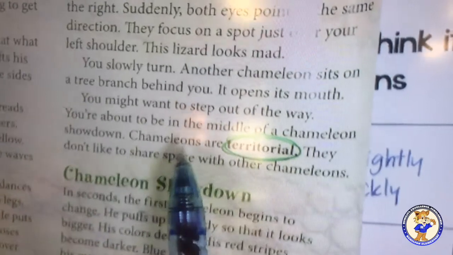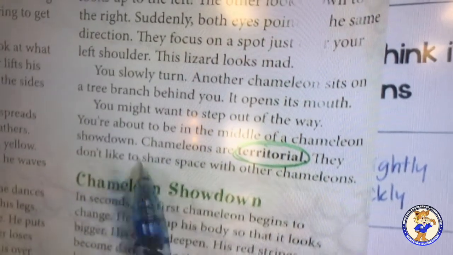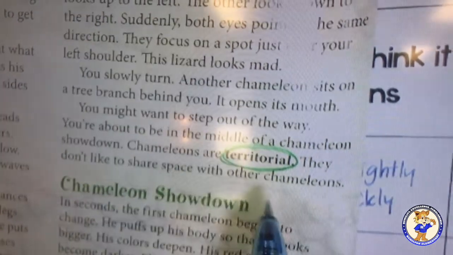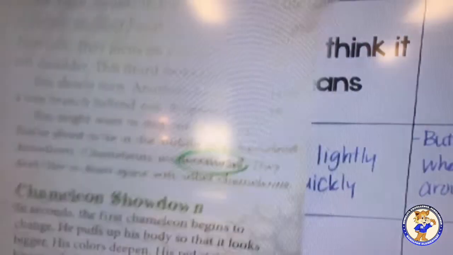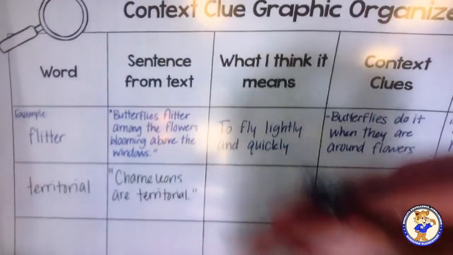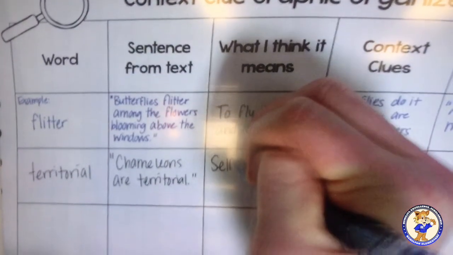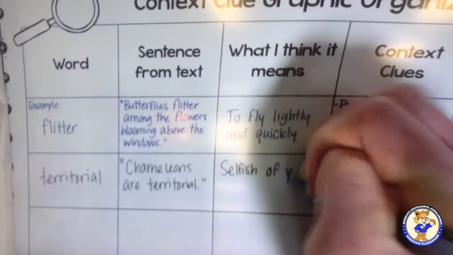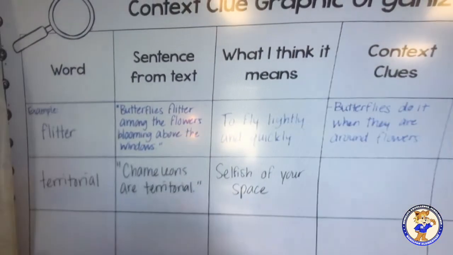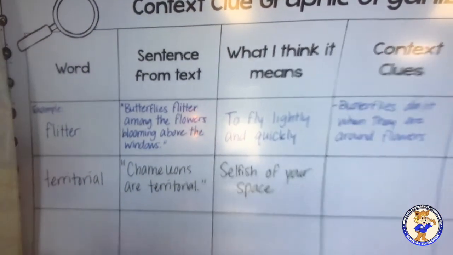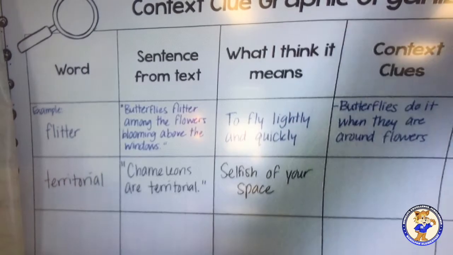Chameleons are territorial. They don't like to share space with other chameleons. Okay, I think that means like selfish of your space. That would kind of make sense there, because if they're selfish, they don't like to share their space, so we'll put that.